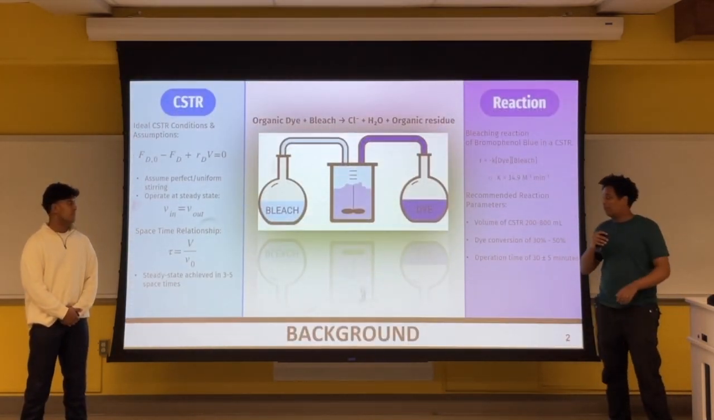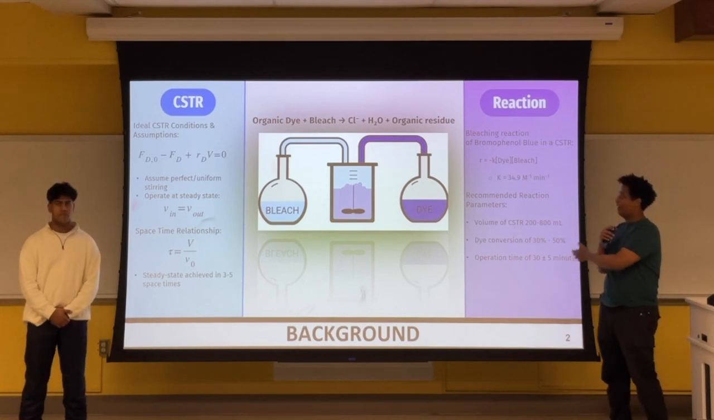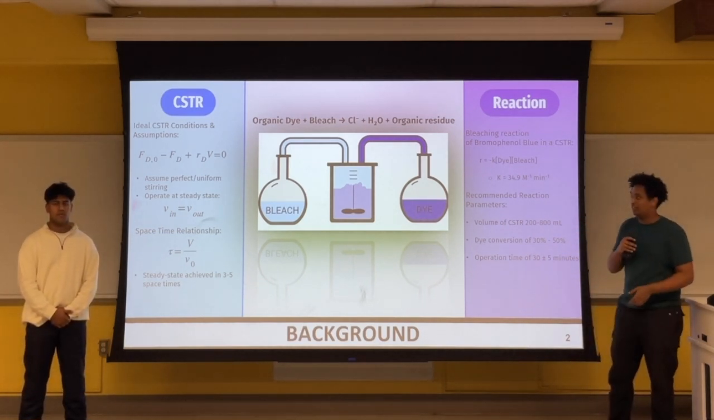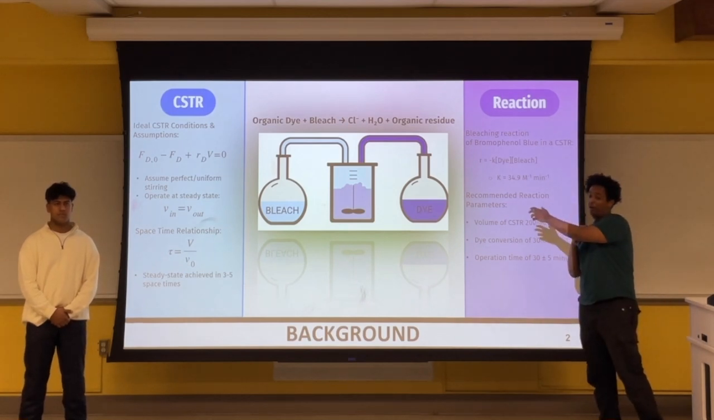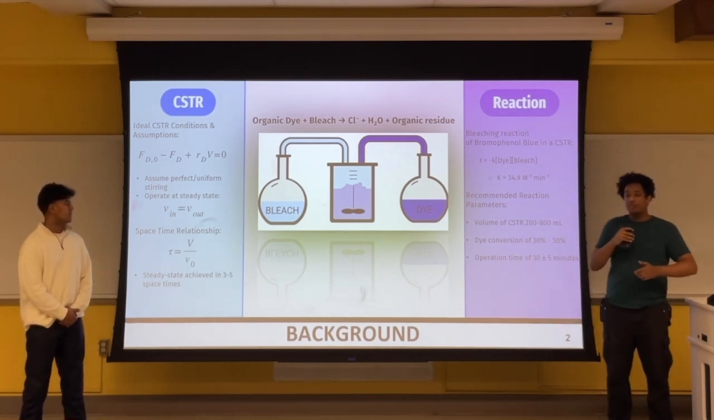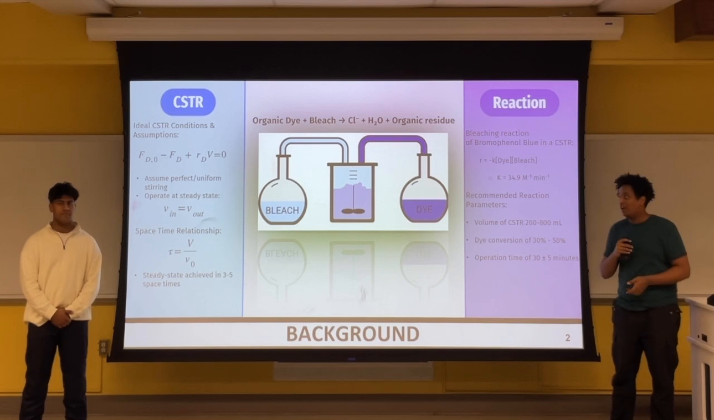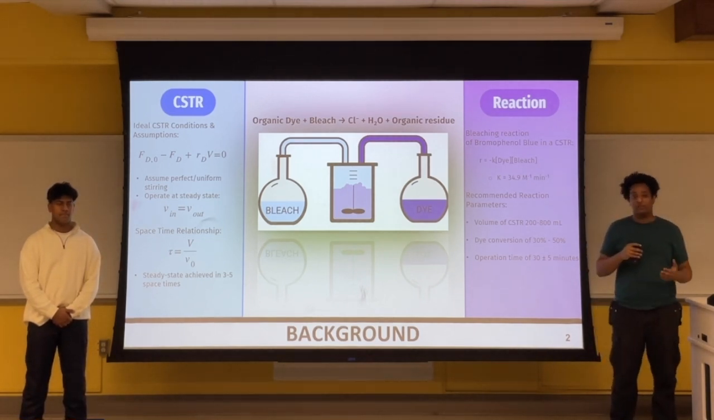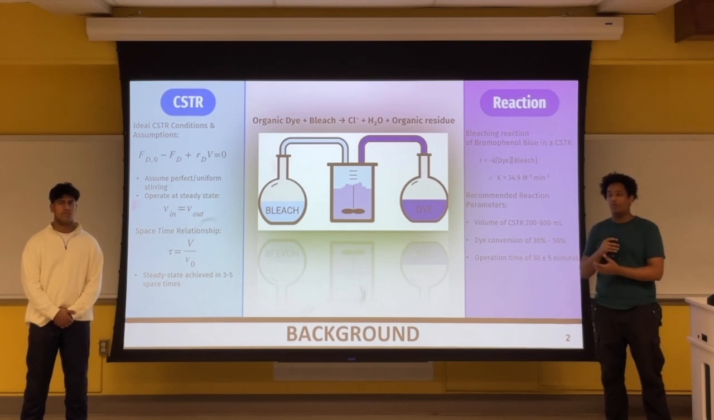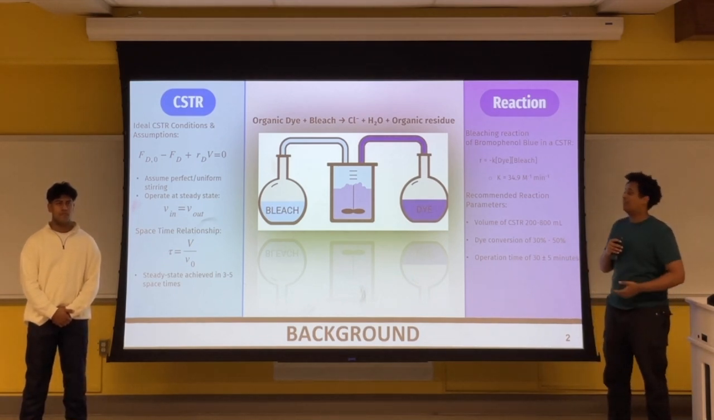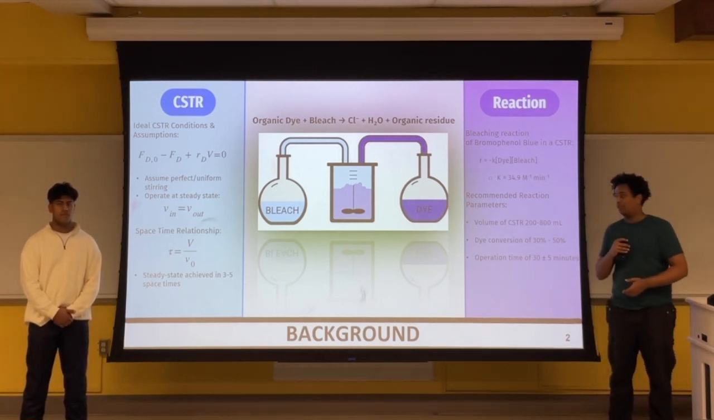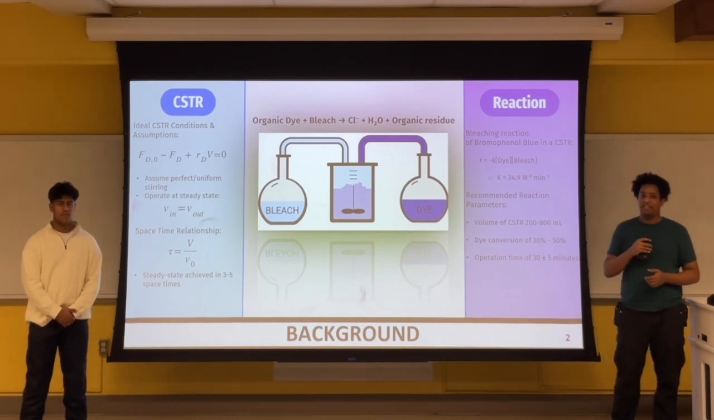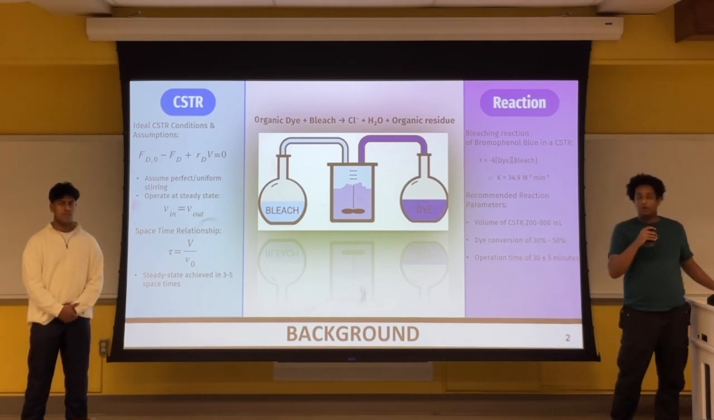Next, getting into a brief background behind the CSTR and our reaction, we made some ideal CSTR conditions and assumptions, as shown with the formula on the left. First, we assumed perfect/uniform mixing, also operation taking place at steady state, meaning the volumetric flow rate in and the volumetric flow rate out were equal. The space-time relationship is volume over volumetric flow rate, and we discovered that steady state is achieved in 3 to 5 space-times.